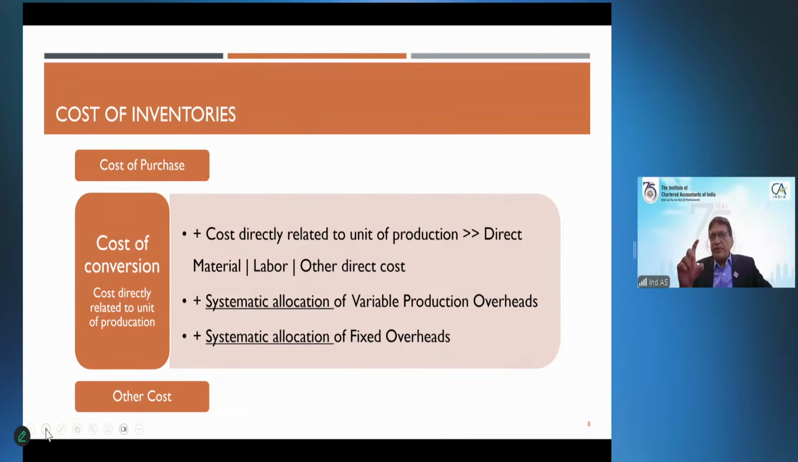Now, cost of conversion. That means in a manufacturing company, the raw material is converted to finished goods. So every cost, whether it is material, labor, or other direct costs, is to be added to the finished goods. Basically, it implies that I have to systematically allocate the variable overhead and systematically allocate fixed overhead. Now, this allocation is a very difficult and sometimes less understood part: how to allocate.